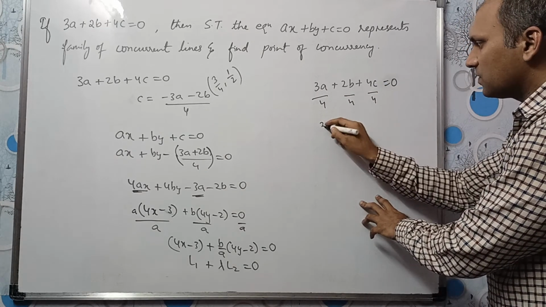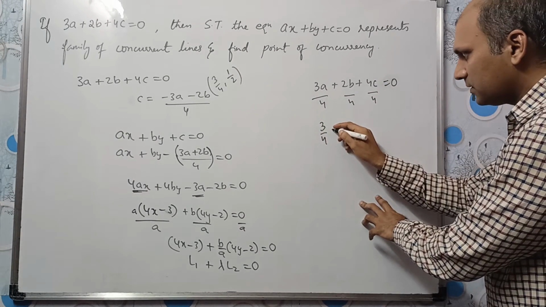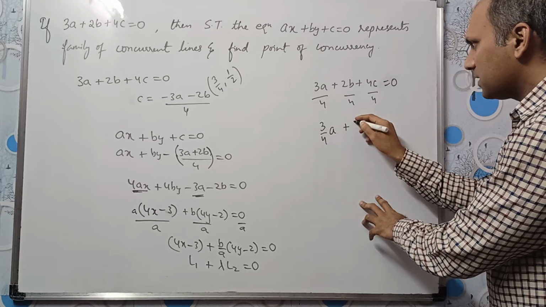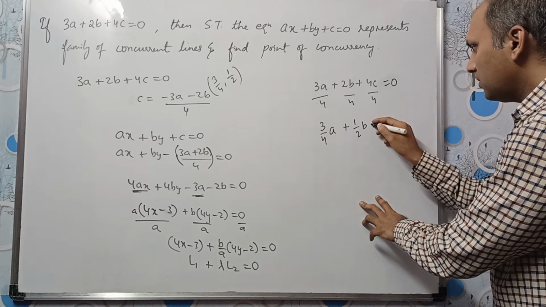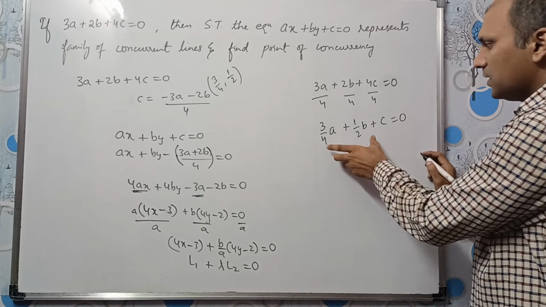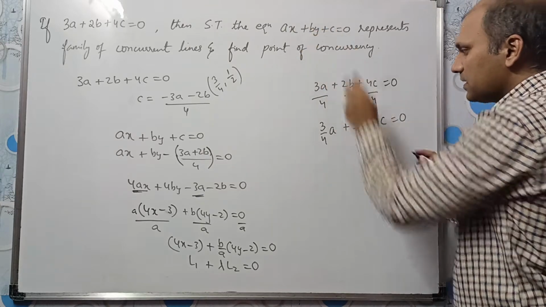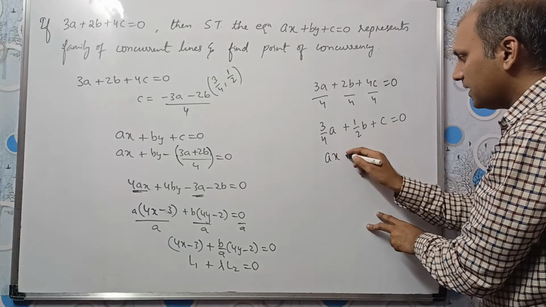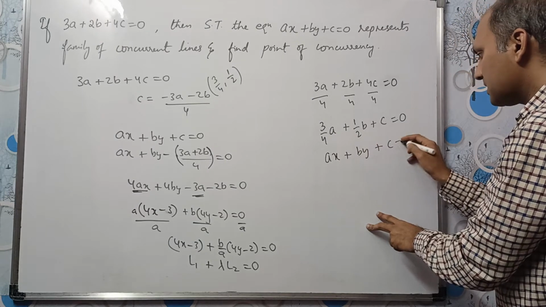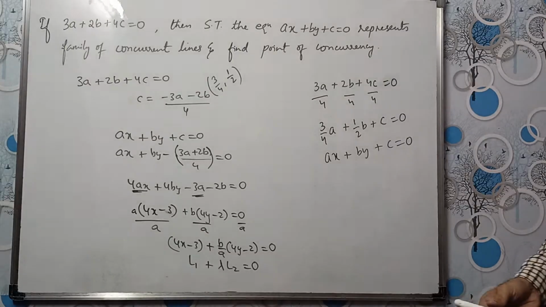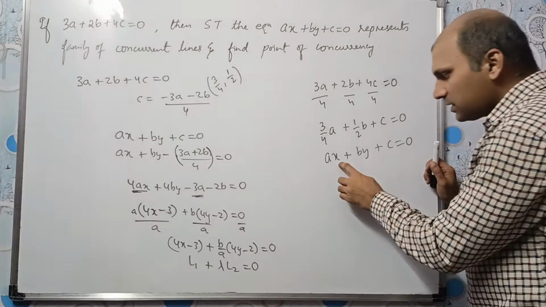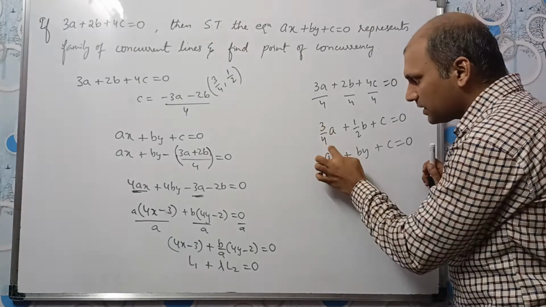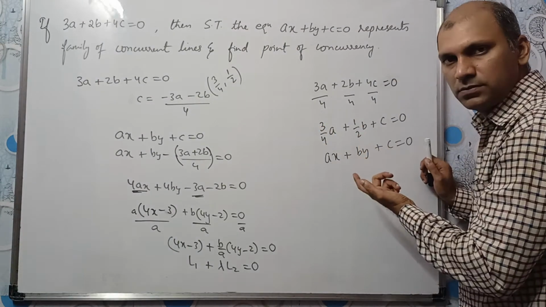Okay, so this will be 3 by 4a plus 1 by 2b plus c is equal to 0, right? So now see, this is like ax plus by plus c is equal to 0. Okay. So what is the value of x and y? X value is 3 by 4, y value is 1 by 2.